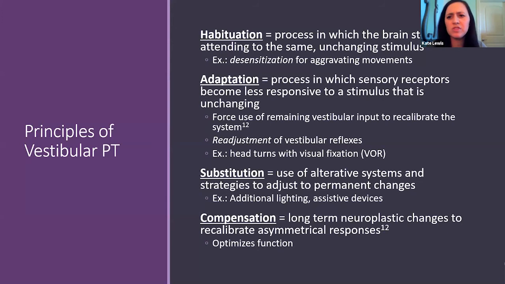So here are those principles of vestibular PT that I was talking about. Habituation is the process when the brain stops attending to the same unchanging stimuli. So we're desensitizing for an aggravating movement. So if turning your head to the right was really aggravating, we would want to incorporate that in a way that the brain doesn't get aggravated by it, and that you can perform that and it's no longer a threat, essentially.